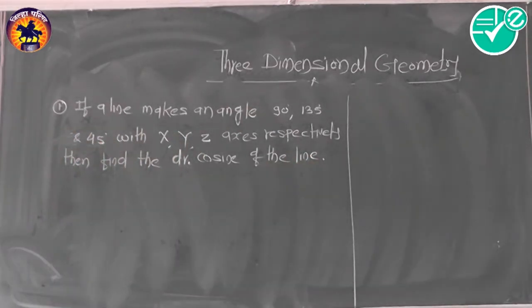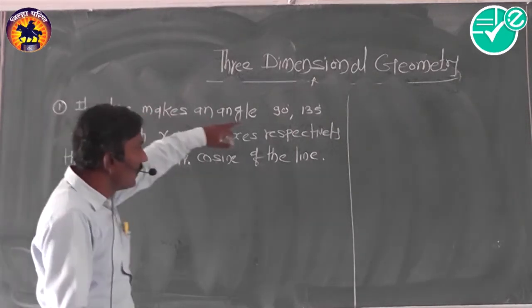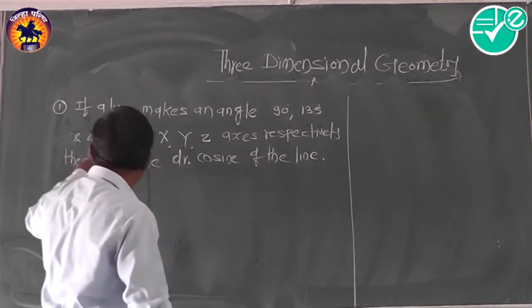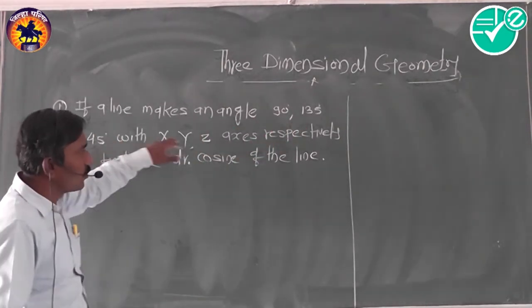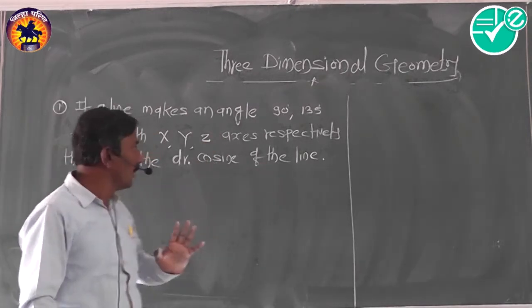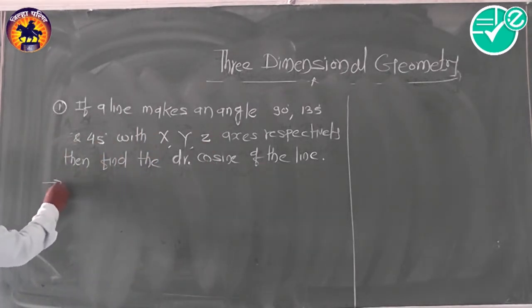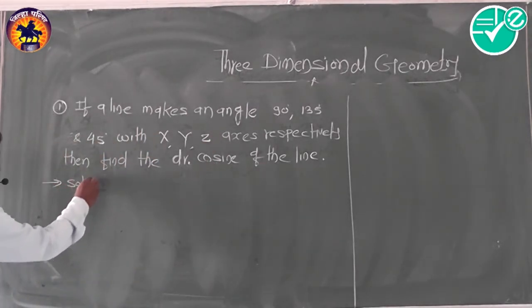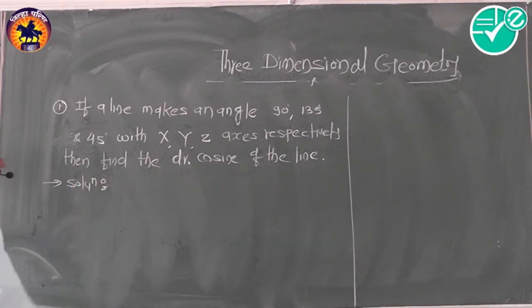So here we have to find the direction cosines of the line which makes angles 90, 135 and 45 with the x, y and z axis respectively. So first, let us see how it is solved.